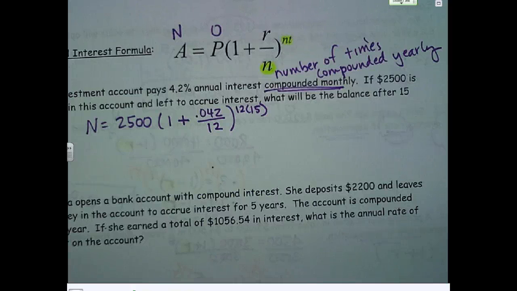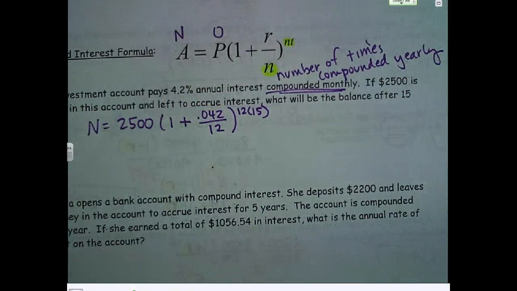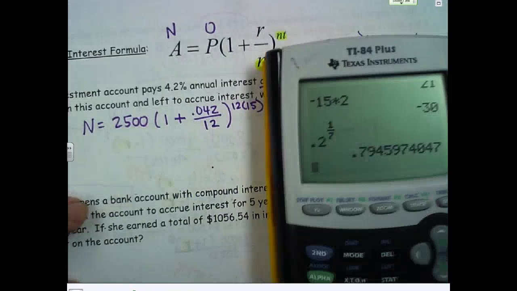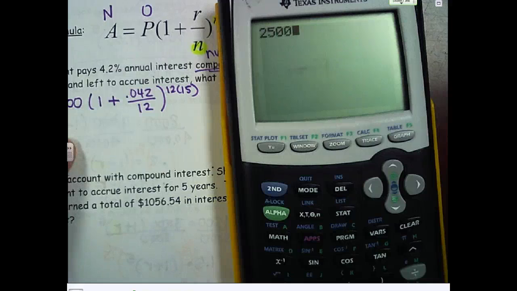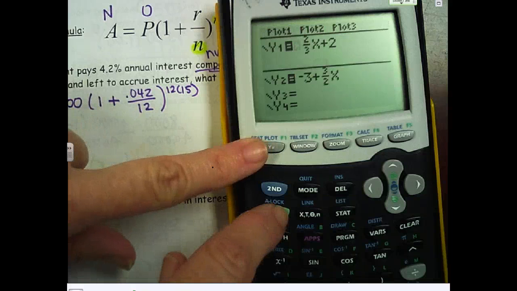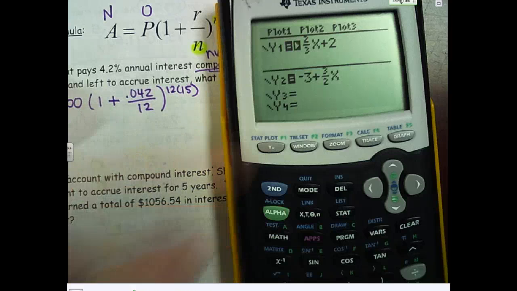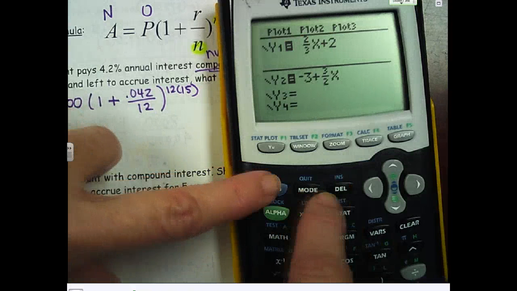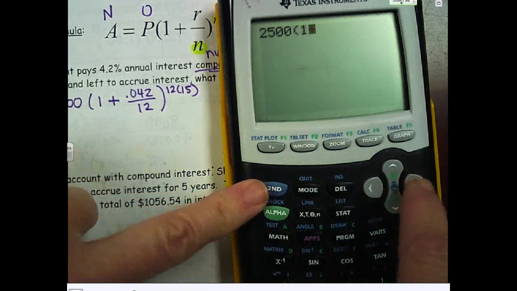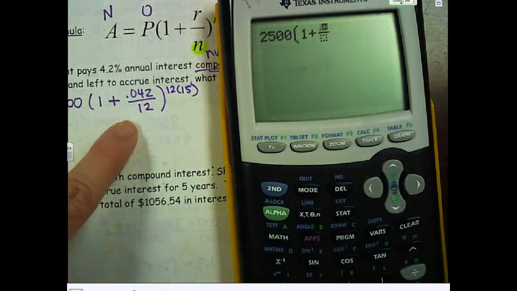If I were you, when I get to this fraction right here, this 0.042 over 12, I would use alpha y equals. So I would type it in like this: 2,500, open parentheses, 1 plus. Sorry, I went backwards. Let me try that again. When you get to here, if you go to alpha y equals, there's the fraction bar, and then I would do 0.042 divided by 12. So it's alpha y equals.